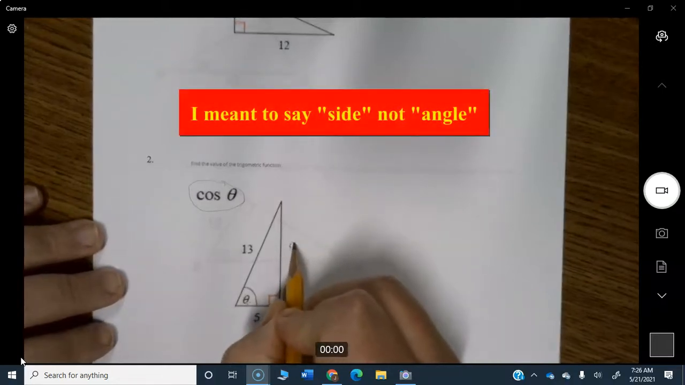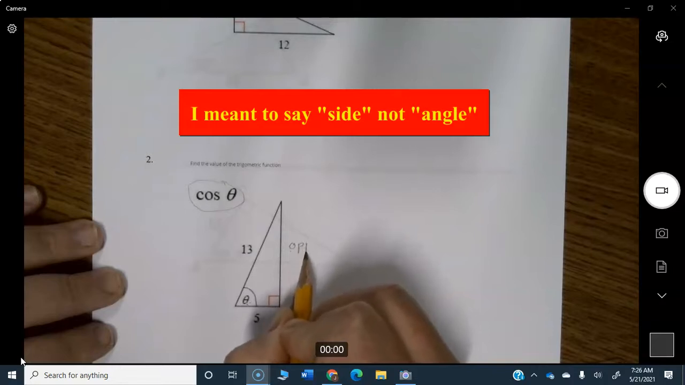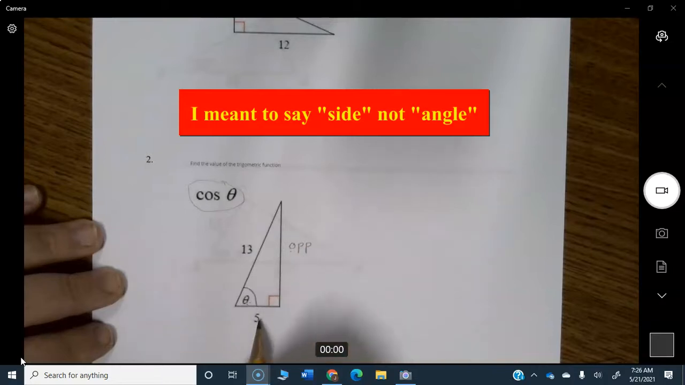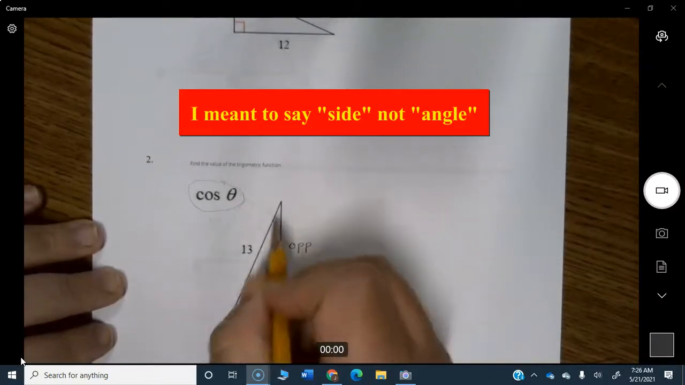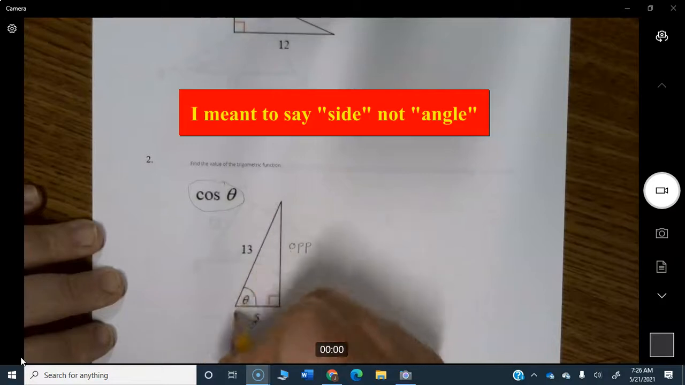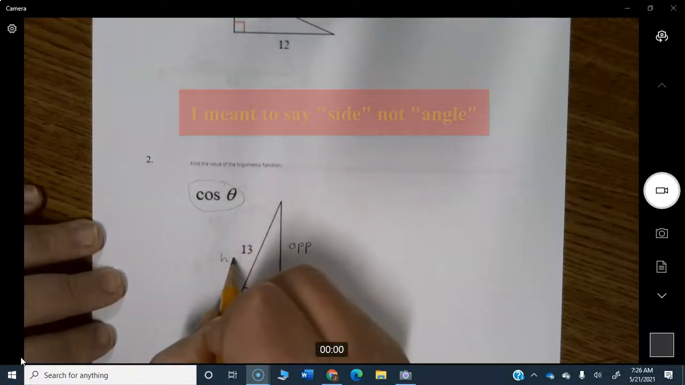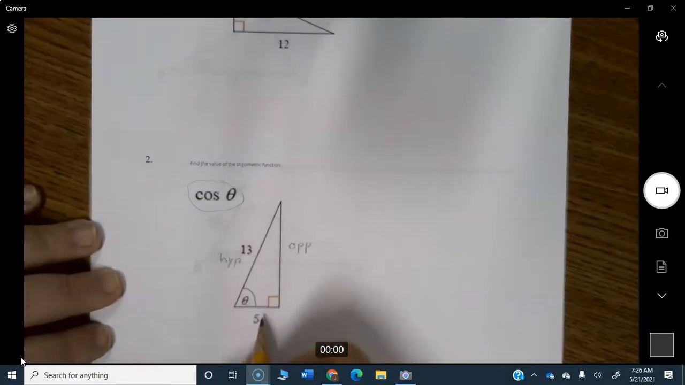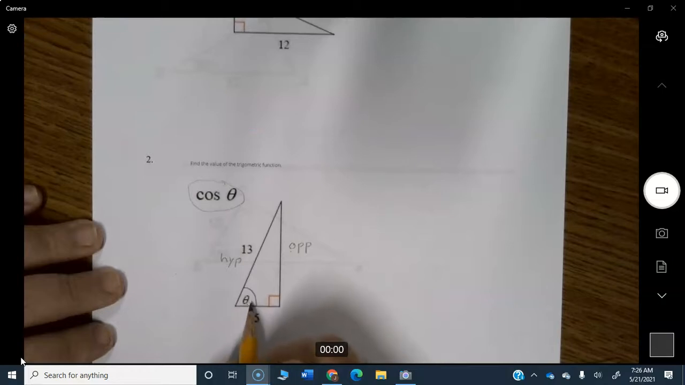So the opposite is the side across here. The adjacent is the side next to theta. Well, the hypotenuse, let's identify that first. That's the longest side. So that's the hypotenuse. And then the side next to theta that's not the hypotenuse is the adjacent.